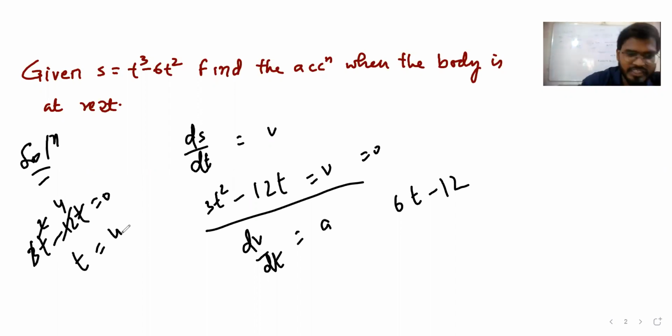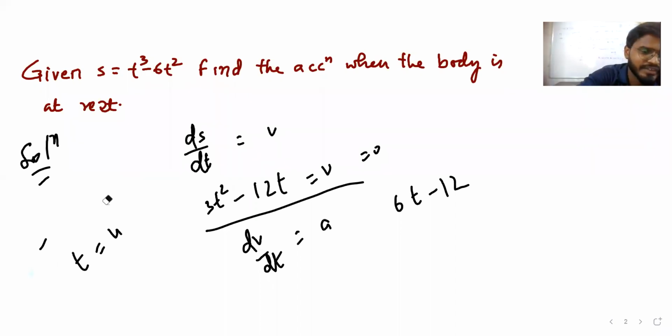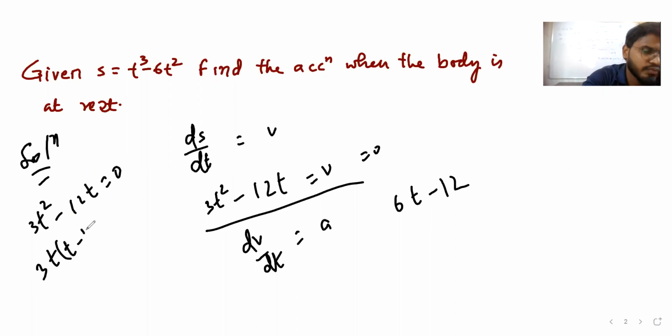Okay, let's solve it properly. If you don't get it this way, we can take it this way. 3t square minus 12t is equal to 0. So 3t times (t minus 4) is equal to 0. 3t is equal to 0, and the second is t equal to 4. So t is equal to 0 and t is equal to 4.